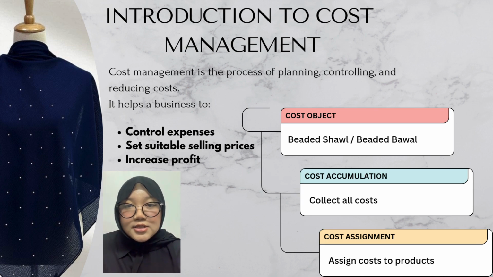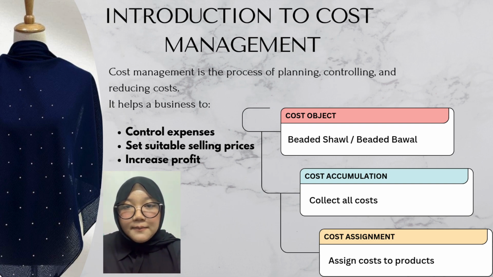The second concept is cost accumulation. Cost accumulation means collecting all the costs involved in producing the product. For Lunara Scarf, the costs include fabrics, beads, thread, packaging, labor, sewing machine expenses, electricity, and transportation costs.